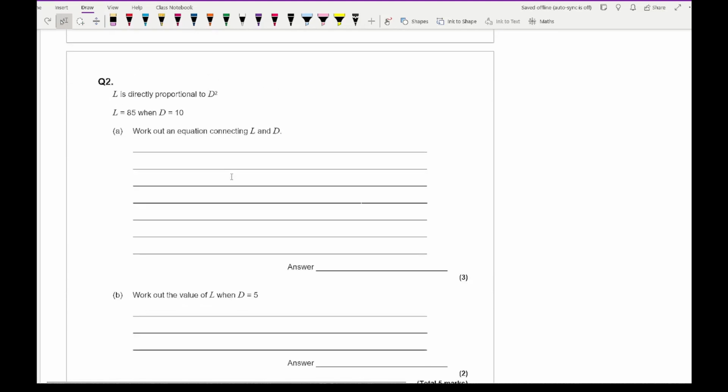Then moving on to question 2, it says L is directly proportional to D squared. When L equals 85, D equals 10. Write down the equation connecting L to D. So here what we want to do is translate this using math notation. So we've got L is proportional to D squared. We then want to replace that proportion symbol with equals K. And then from this, we want to substitute these values to work out the value of K. So from this we get 85 equals K times D squared, so that's going to be 100.